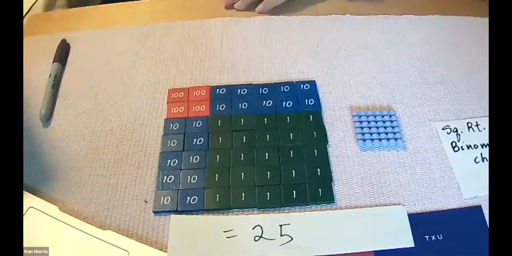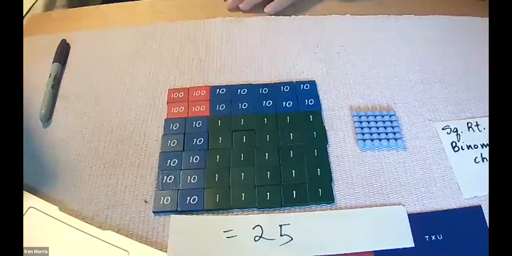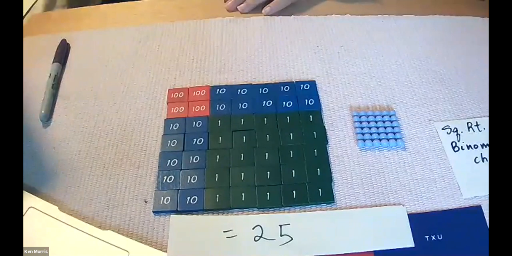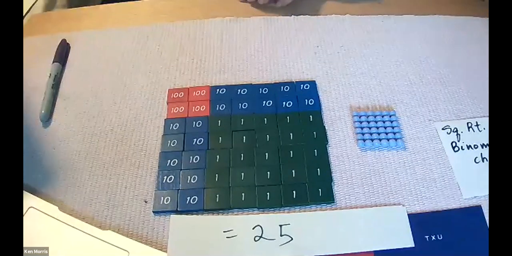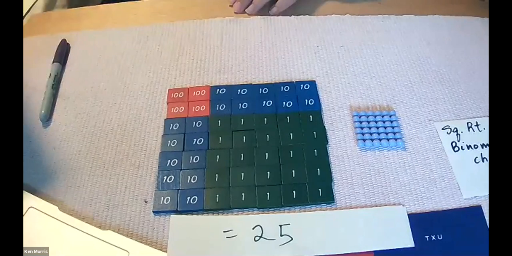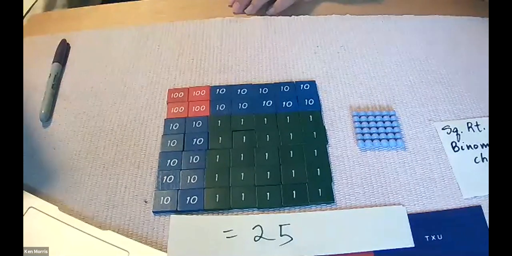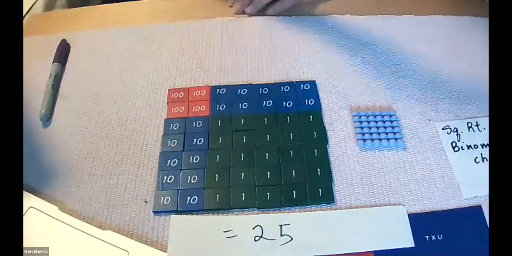Okay, and if you guys want to check our work, you can get your calculator and see what the square root of 625 is. And you'll see that it is 25. So we can say that 625 is in fact a perfect square, right? We've made a perfect square.